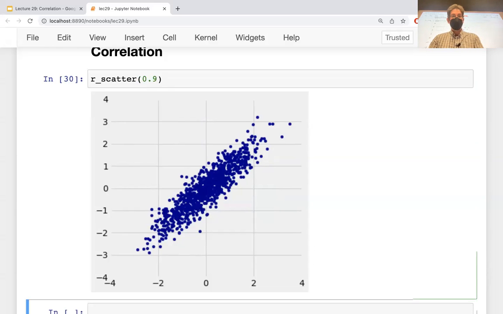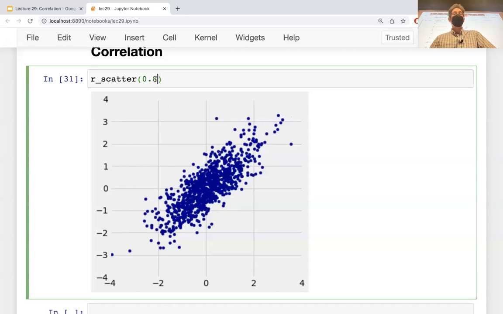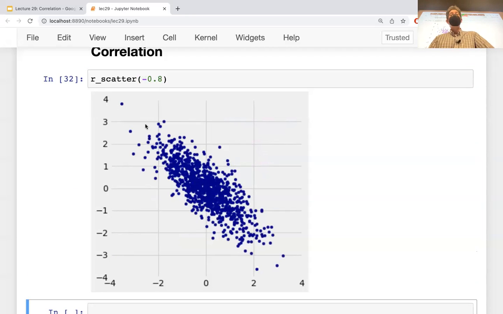As I go to 0.8, it still looks like there's a line there. It's just almost like it's been obscured. There are now points that aren't near a line, here and here, but not very many of them. There are tons and tons of points that are very close to a line that I would draw. And if I did -0.8, I'd have the same degree of clustering about the line. It's just the line would be downward sloping instead of upward sloping this time.